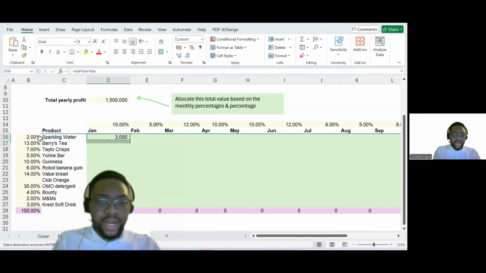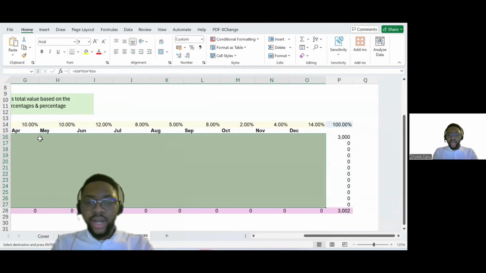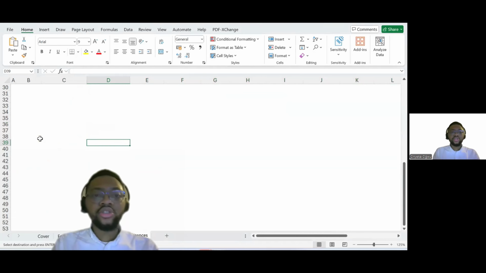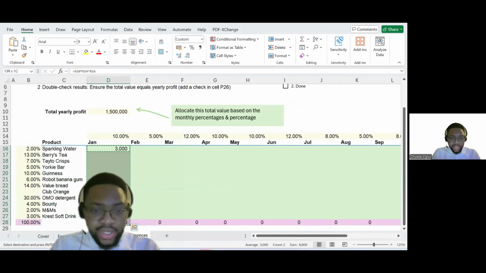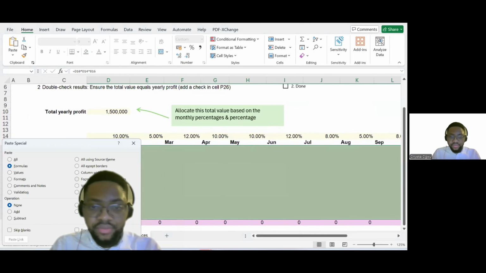So if I copy this formula and paste it on all the green parts, you can just paste it, Control C, Control V, right? Please follow me carefully. I copy it and I paste it here, right?